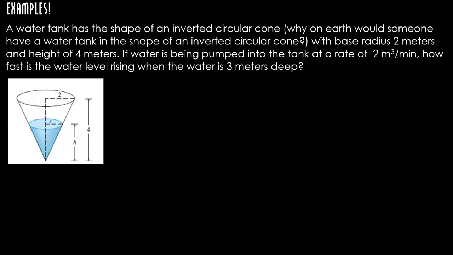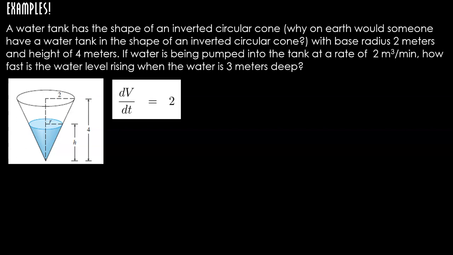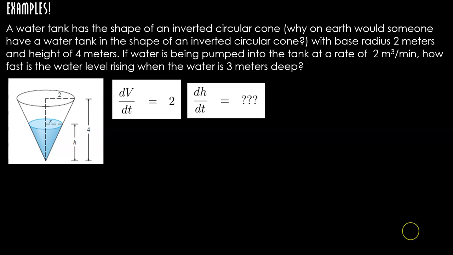Anyway, let's draw a picture. So I have my conical water tank. The height is 4, the radius is 2. The water level is at h, and the radius at that point is r. The r and the h are changing. I'm given that dV/dt is 2. It's positive because it's filling up. I'm looking for dh/dt when h is equal to 3.